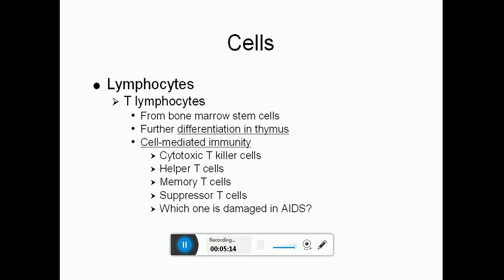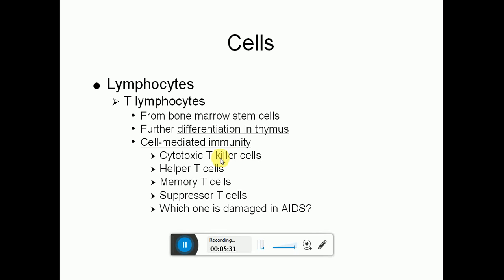For the T lymphocytes, again, these originate in the red bone marrow. They have to differentiate in the thymus, and they mature in the thymus, hence the name T lymphocytes. And we have these four kinds of T lymphocytes.